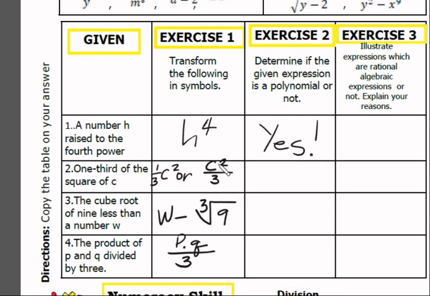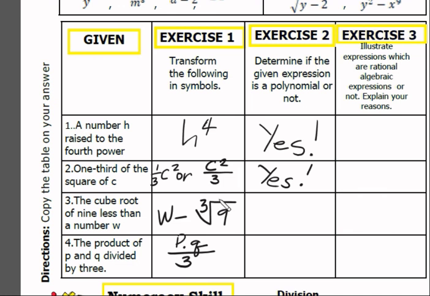How about number 2? C squared over 3. Take note, in the notes earlier, it involves a variable in the denominator, but it has to be that the denominator of a polynomial expression must be only a constant. I stand corrected. That's a correction. So is this a polynomial? Yes. It's a yes. 2 yeses.